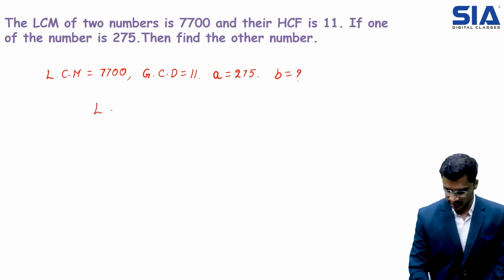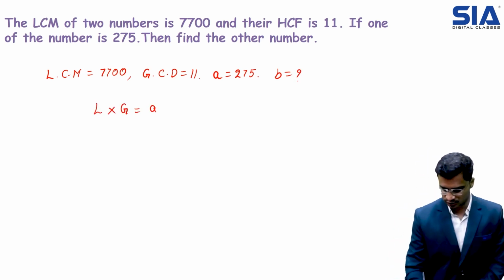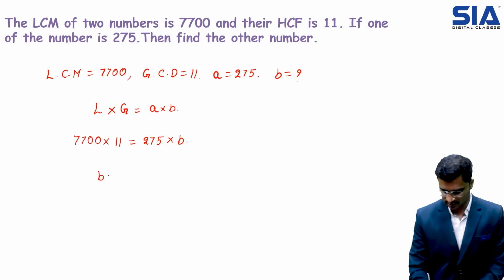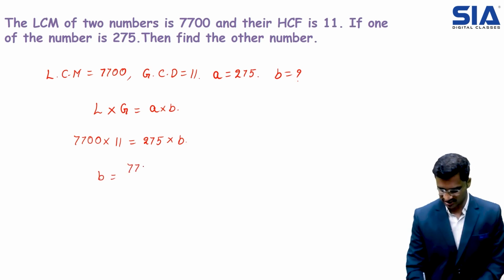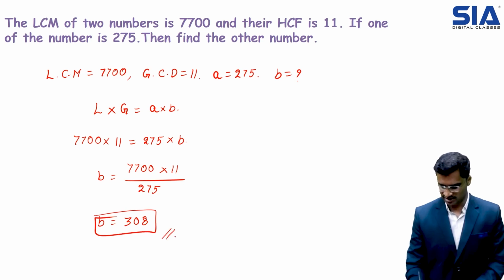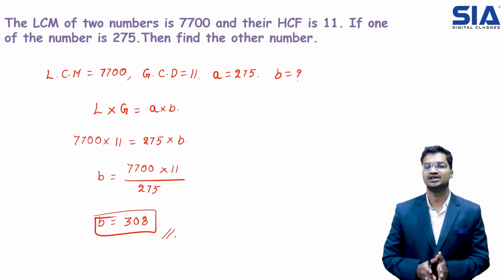We know that LCM into GCD is equal to A into B. LCM here is 7700, GCD is 11, and the first number A is 275. Now I have to find the second number. So the second number B is equal to 7700 multiplied by 11 divided by 275. If I solve this, I get an answer of 308. So the second number is 308.